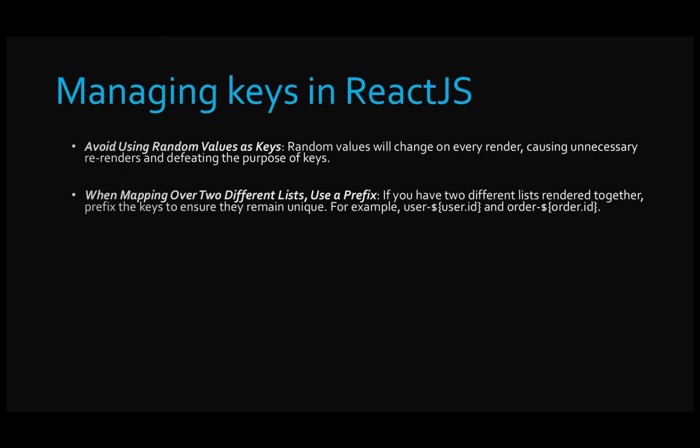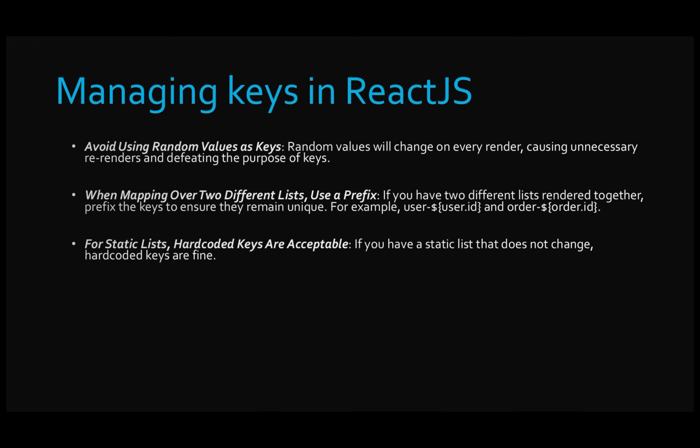So when you are looping through two different lists, there is a chance that the order ID and user ID may have the same IDs. If that is the case, try to prefix. For example, if you are first looping through the users, then prefix the user to the ID, and when you loop through the orders, prefix the order to the ID. There is a chance that the user ID may be 2 and the order ID may be 2, so there is a chance of conflict. You can handle it in this way.